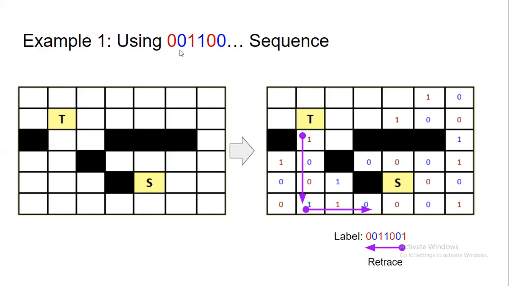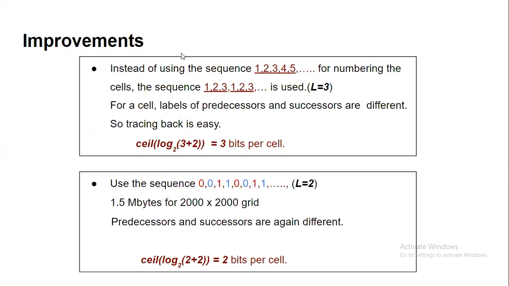So what's the benefit? L is further reduced. L was 3 for 1, 2, 3 sequencing, and for 0, 1 sequencing, L is only 2. If you plug in the value, we will need only 2 bits per cell. So the system is further improved.